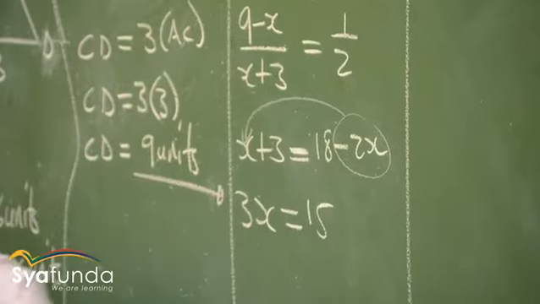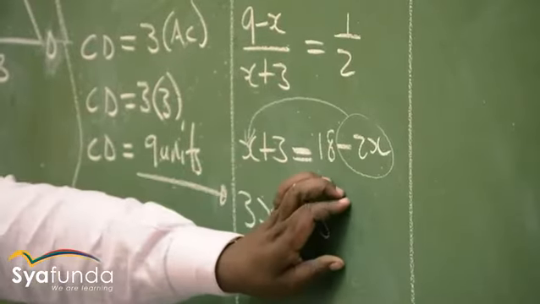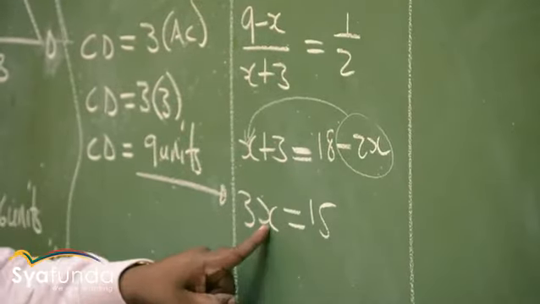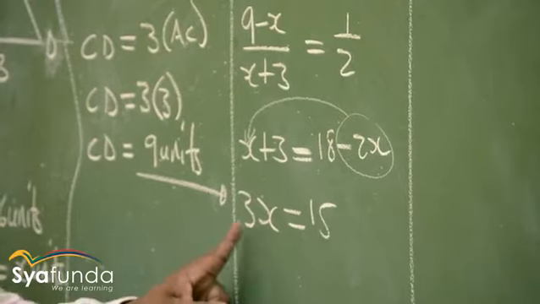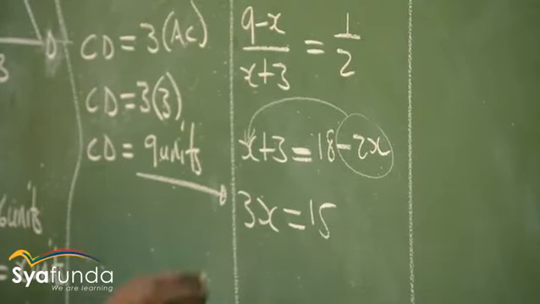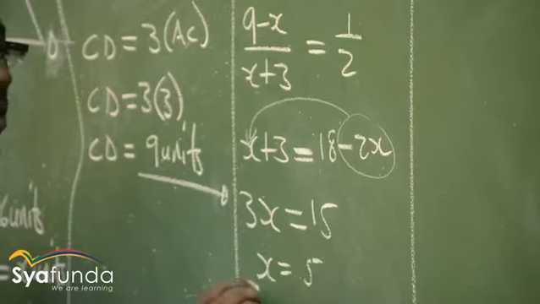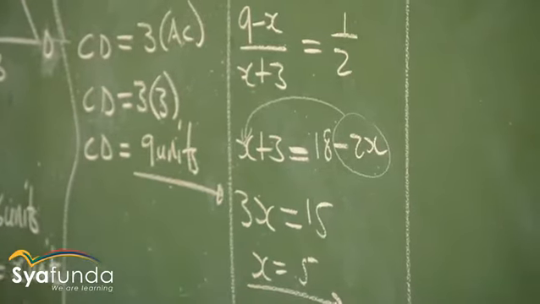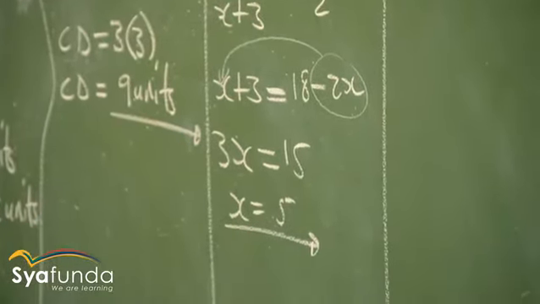So 3x equals 15. 3 times what gives 15? 3 times 5 gives 15. That means x is 5. So that is the value of x. X in this case is equal to 5.